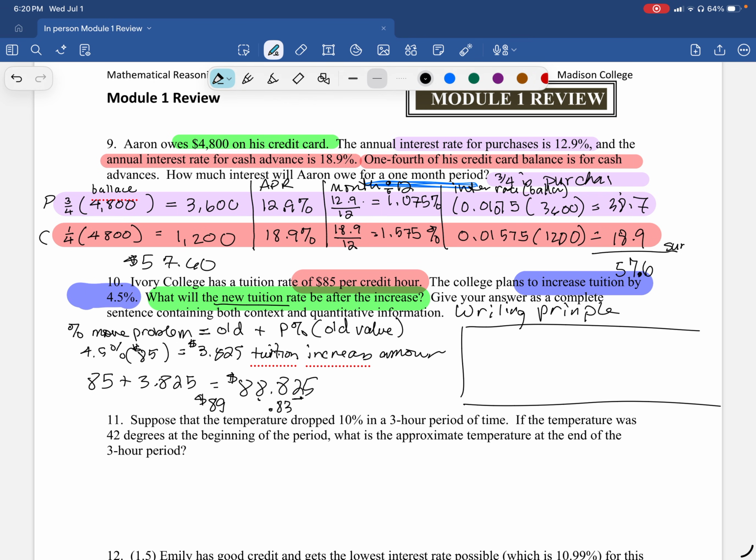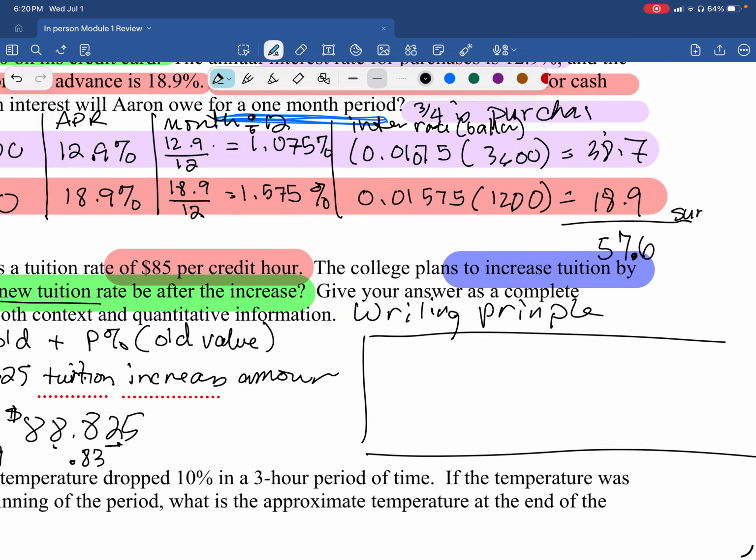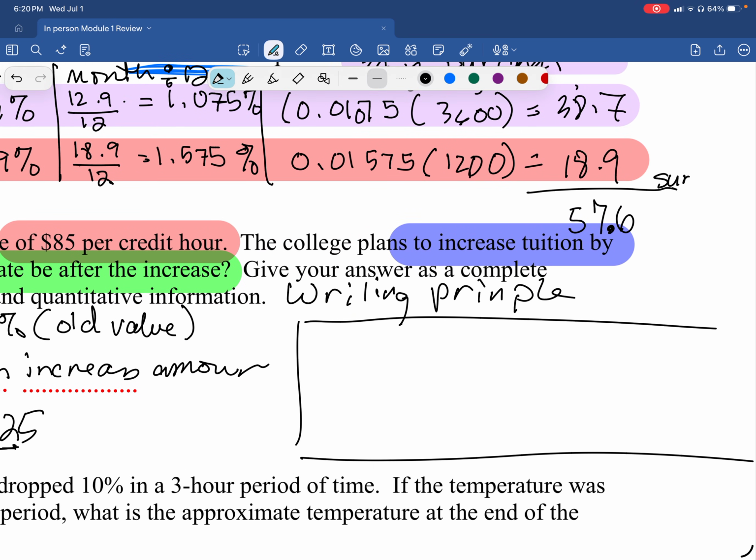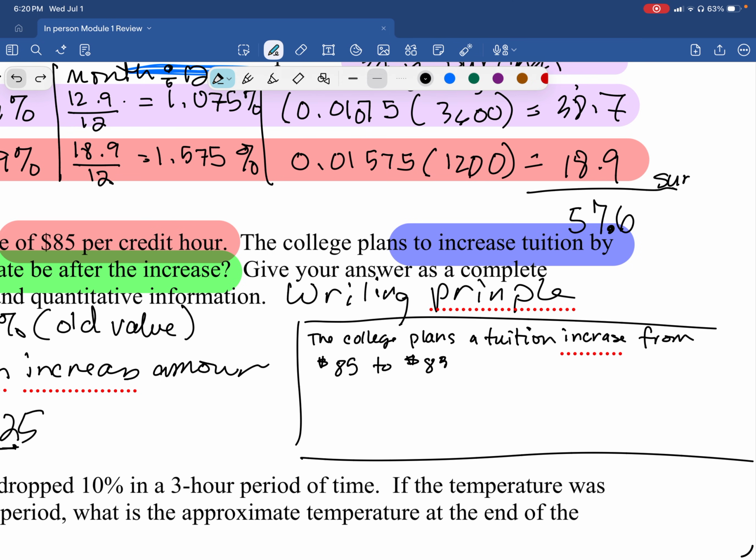What will tuition be after an increase? What, where, when? So college. The college plans a tuition increase. So where: the college; what: the tuition increase, from $85 to $89.